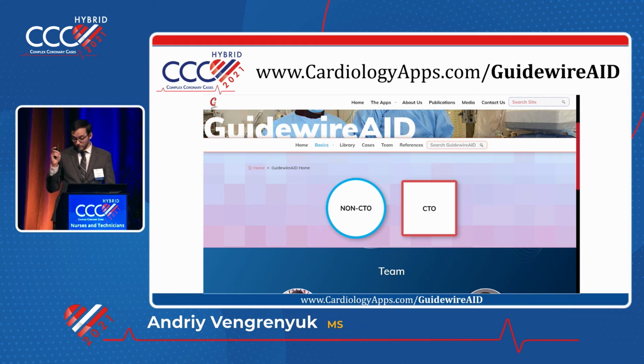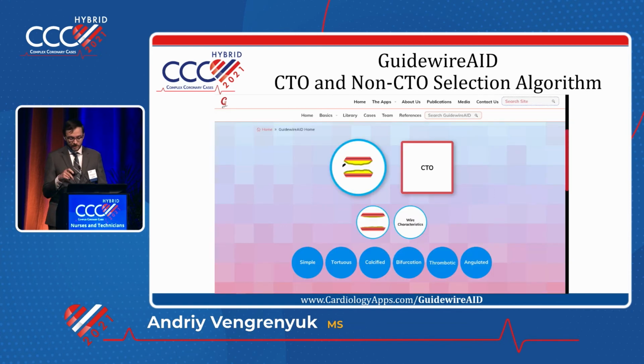Now, the newest web app, which is not available yet as a mobile application, is Guidewire Aid. So in Guidewire Aid, we have a decision algorithm here for both non-CTO and CTO lesions based on lesion characteristics as well as wire characteristics. So under wire characteristics, for example, if you're looking for a workhorse, you can find that.